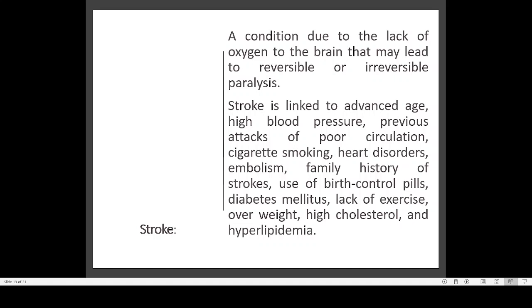In both cases, stroke is usually linked to higher blood pressure, then any kind of circulatory problems, then cigarette smoking is an important reason for stroke, then heart disorders, embolism, this kind of situation is known as embolism. Then family history of stroke: if the parents or grandparents have a history of stroke, there is every possibility that you can also have a stroke. So all these are some of the important causes.